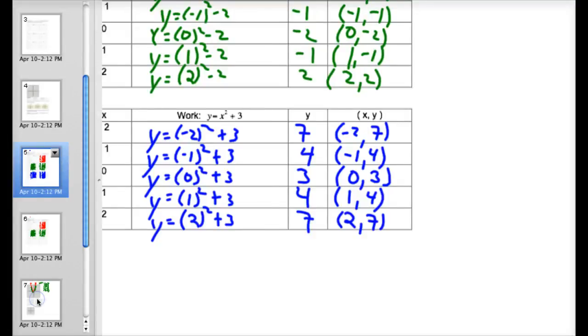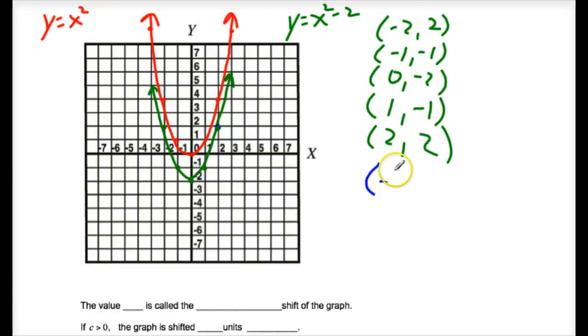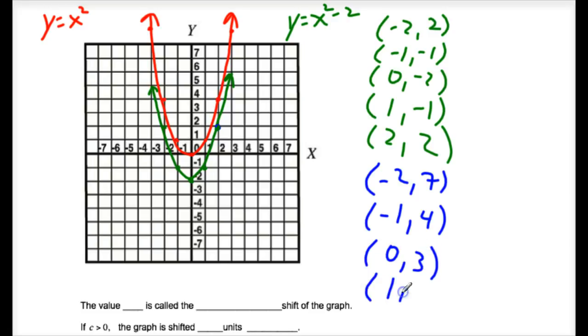Okay, graph that one. Negative 2, 7. Negative 1, 4. 0, 3. 1, 4. 2, 7. Graph those. Negative 2, 7. Negative 1, 4. 0, 3. 1, 4. 2, 7.